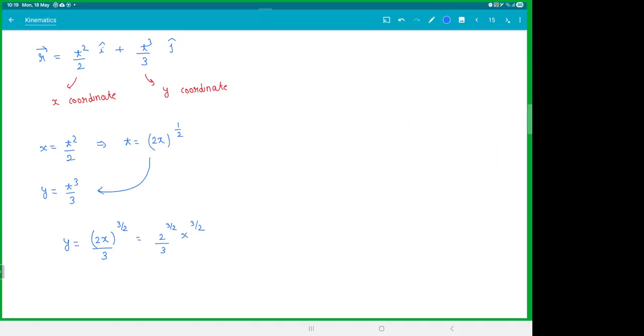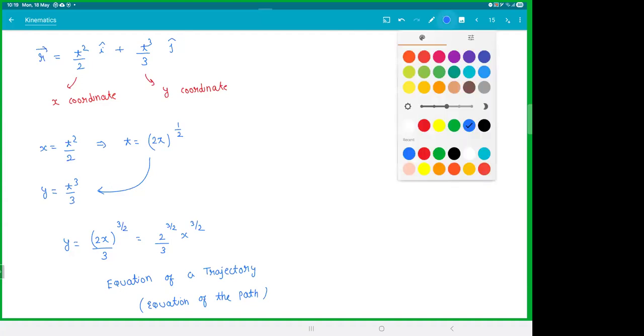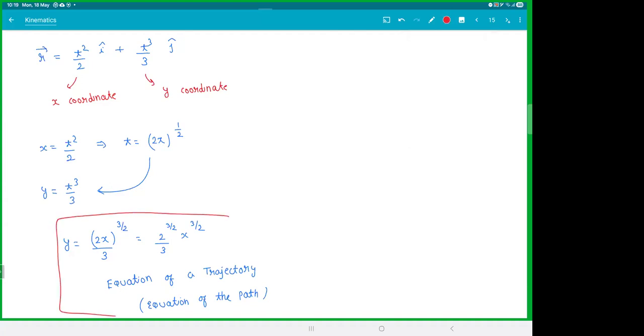This is also called the equation of a trajectory, meaning the equation of a path. The technical name is trajectory. Trajectory meaning path. Now, again, I didn't ask you all this, but I am giving a little context. So the path this particle is going on is this equation. It's not going in a straight line. It is going in a curvy path. So this is the equation of the trajectory.